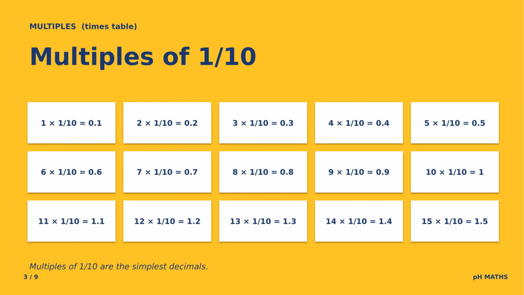Multiples of 1/10. 1/10, 2/10, 3/10, 4/10, 5/10, which is a half, 6/10, 7/10, 8/10, 9/10, and 10/10 equals 1. Multiples of 1/10 are just the simplest decimals going 0.1, 0.2, 0.3. Every multiple of a tenth corresponds to a clean 1 digit after the decimal point. That's why they're so useful for mental arithmetic.